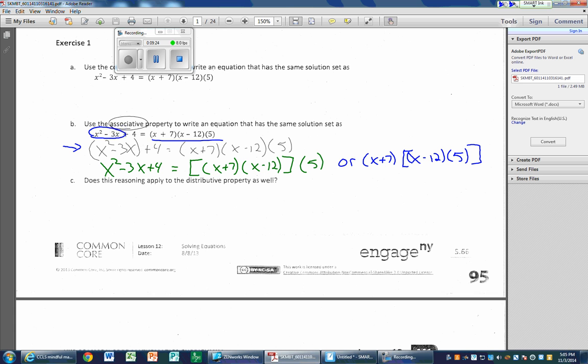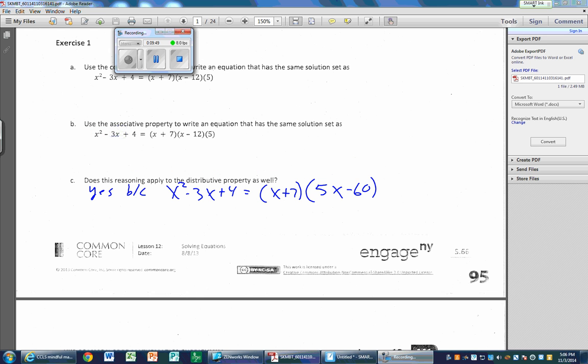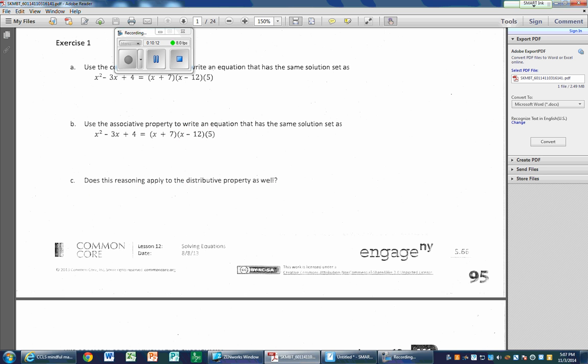On the right-hand side, the associative property of multiplication, I can multiply the first 2 times the third, or I can multiply the second and third first before multiplying it times the first term. Does this reasoning apply to the distributive property as well? Think about that. The way that I'm thinking about this reasoning is, can I make the problem look a little different and still be exactly the same? Yes. What I did was I multiplied the second and third terms together, distributed the 5 through the x minus 12. The reasoning is you can make it look different, a mindful manipulation.